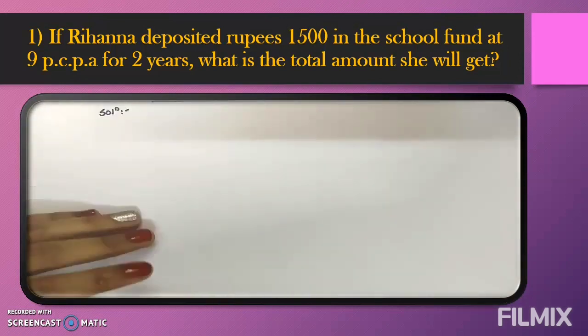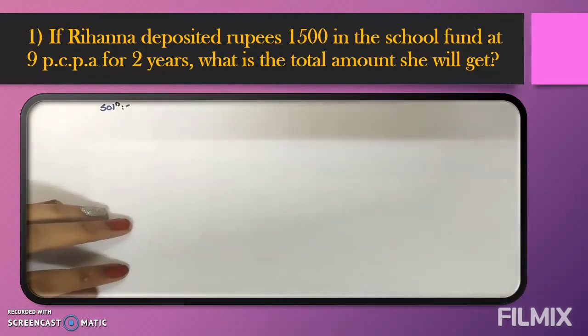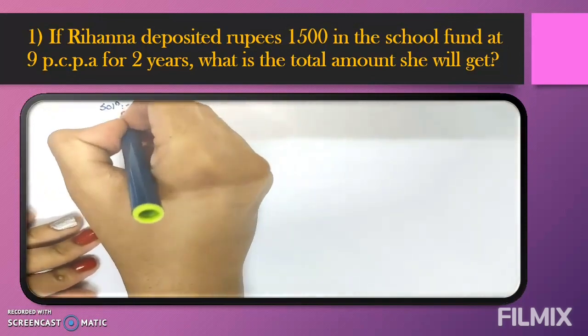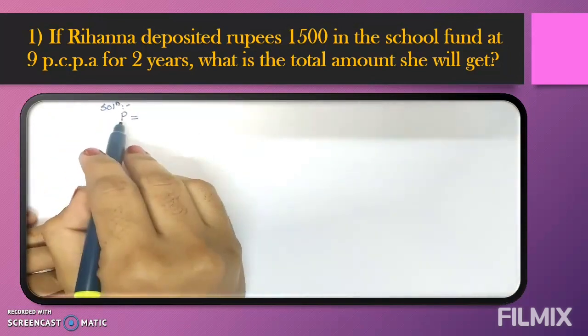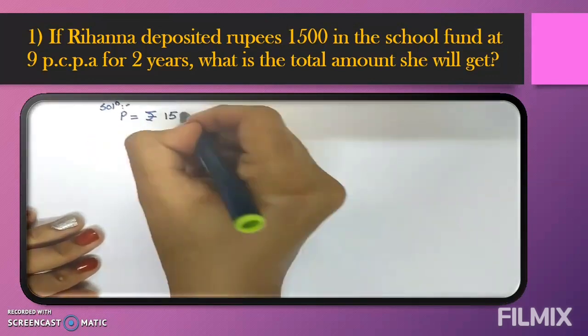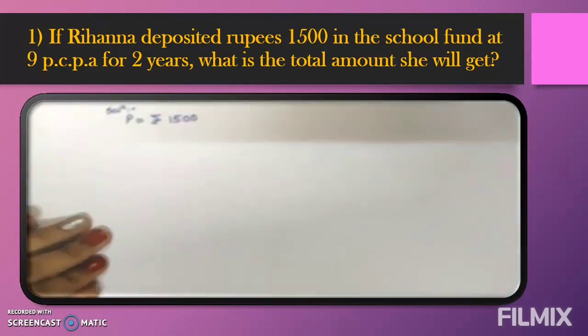Now whatever amount we are depositing, that deposited amount is known as principal. So from this we come to know that we have principal. So we will write here P, principal. For principal we will write P. P is given rupees 1500. So we will write here rupees 1500.